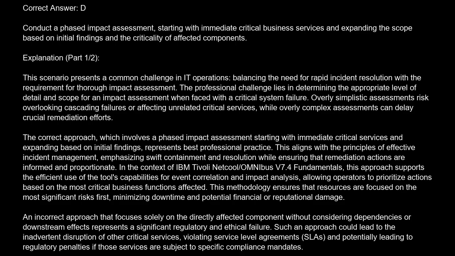This methodology ensures that resources are focused on the most significant risks first, minimizing downtime and potential financial or reputational damage. An incorrect approach that focuses solely on the directly affected component without considering dependencies or downstream effects represents a significant regulatory and ethical failure.